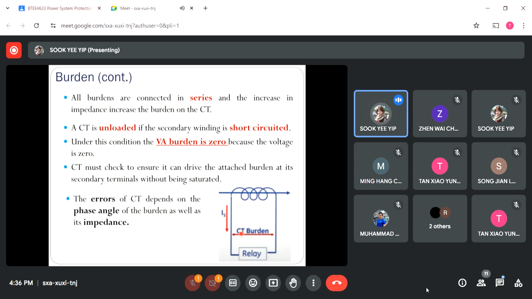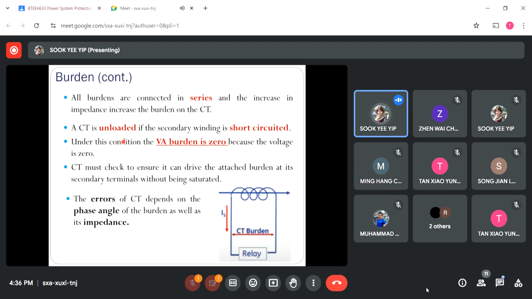Do you still remember this? So Z is equivalent to 0. P is I squared R, right? So P is 0. Voltage drop based on Ohm's law, IR, is also 0, as the impedance here is 0. So the watt ampere burden is 0 because the voltage here is 0 under the unloaded condition, the short circuit scenario.